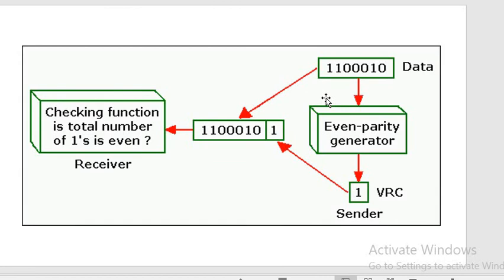Okay, now we are going to see what is going on in VRC, vertical redundancy check. This is my data, 1100001, 7-bit data. The even parity generator will generate the parity bit, that is 1, because we are having only an odd number of 1s. Including this, the total number of 1s is even. This checking function will check the total number of 1s. In this example, our total number of 1s is even. So the receiver gets it and there is no error in our data.